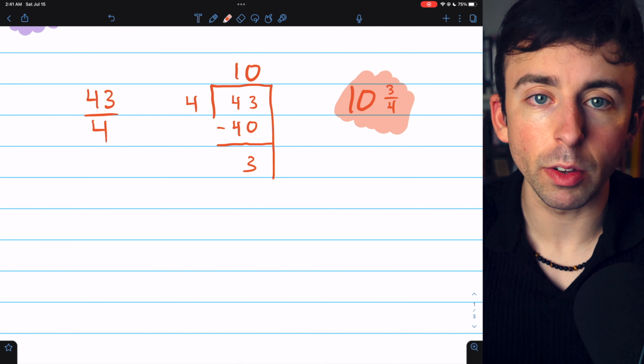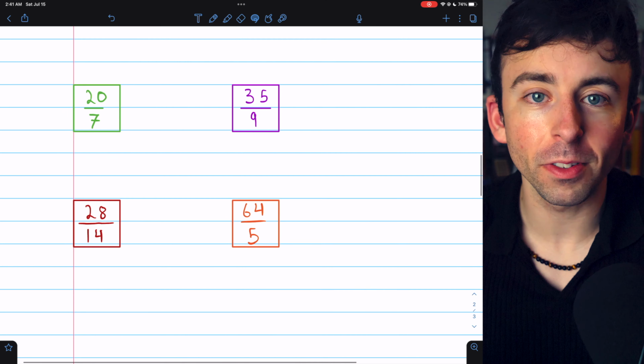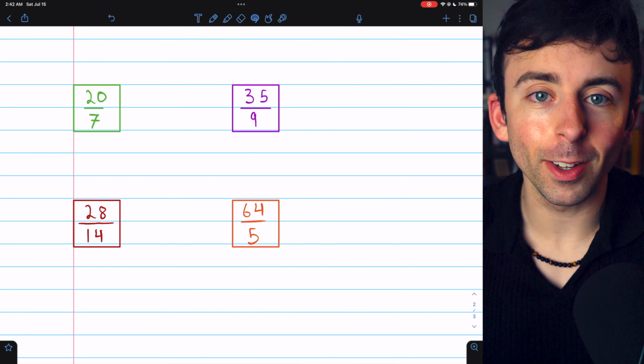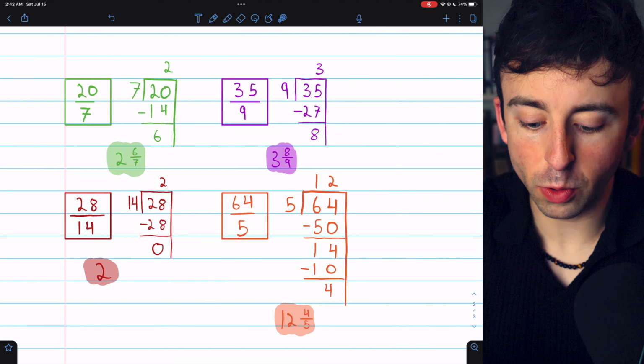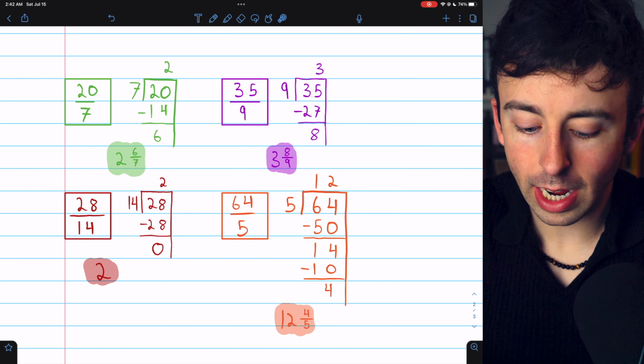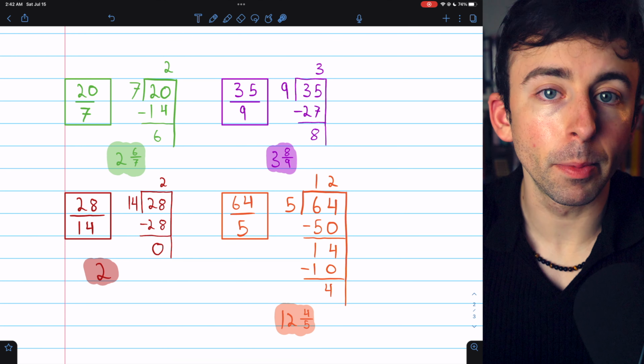There's one more look at everything we just did. Here are 4 more practice problems for you to try yourself. I'll put the solutions on screen now. And there are your solutions. I wrote out the division and then highlighted the mixed number answers.